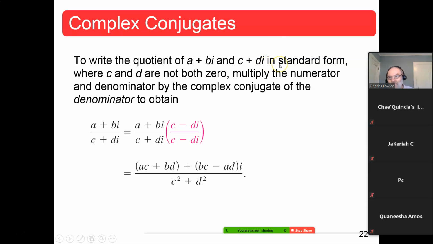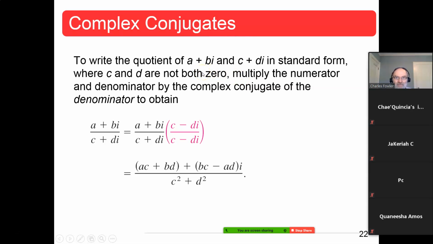In standard form, where c and d are not both 0, because guess what? Even in the complex number system, you cannot divide by 0. So c could be 0 and d not, or d could be 0 and c not, but they can't both be 0. They've got to not both be 0 at the same time. Now, how do you do that?